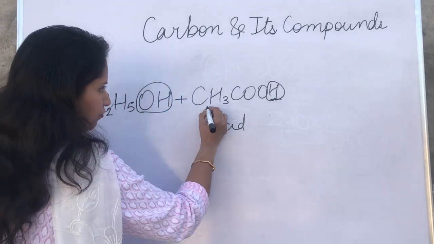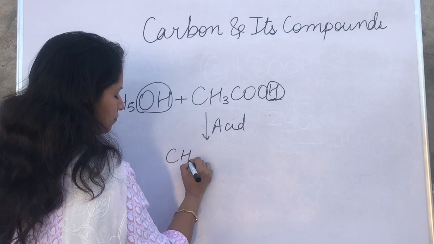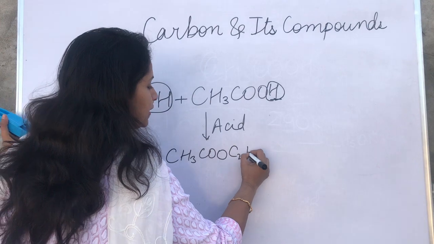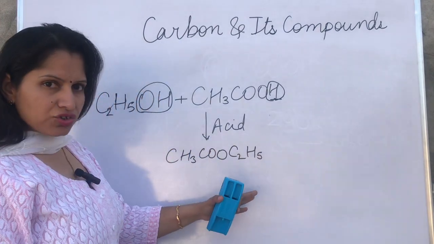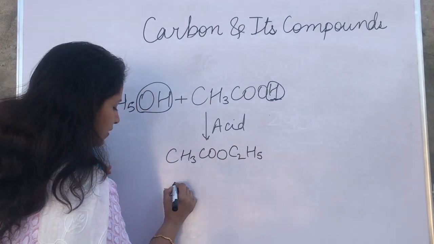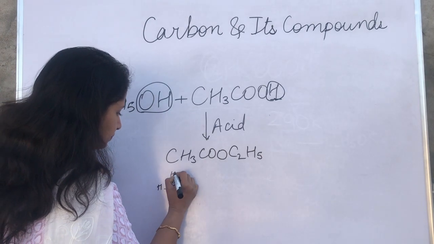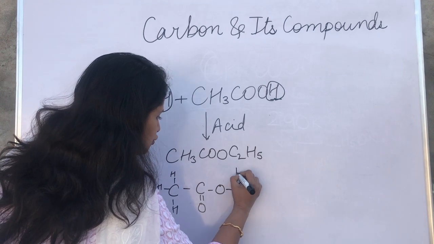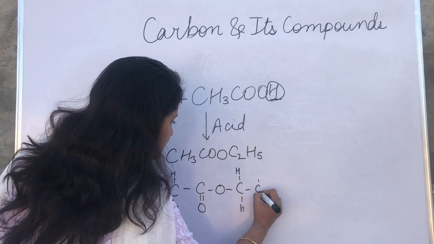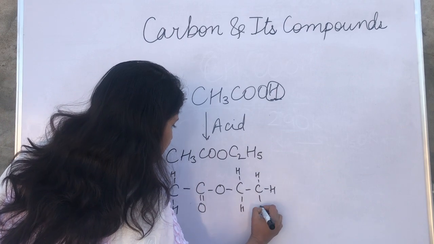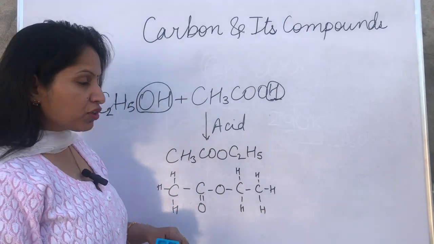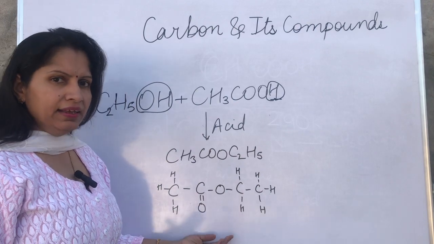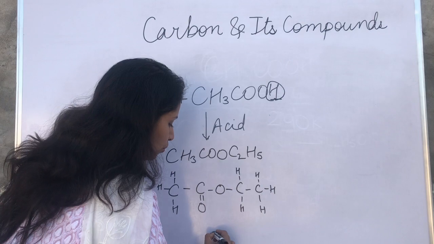So what will we be left with? CH3COOC2H5. If you want to write the structure of it, it will be CH3COOCH2CH3. So this is ethyl ethanoate. Its name is ethyl ethanoate and it's known as an ester.